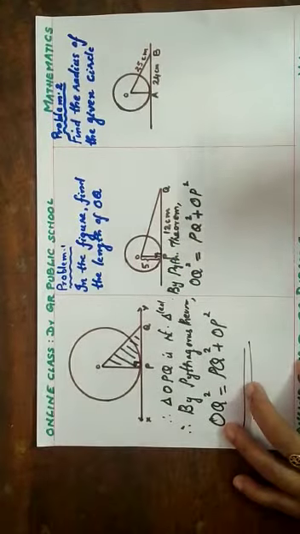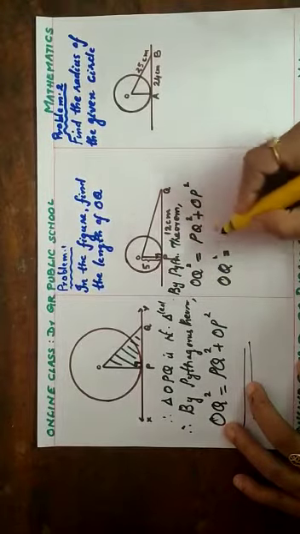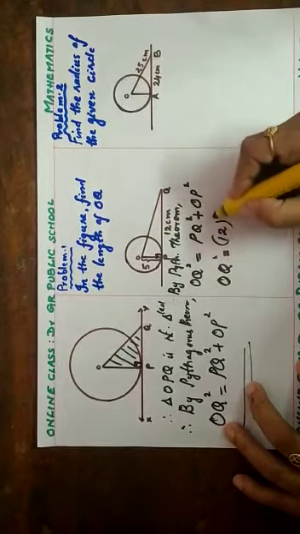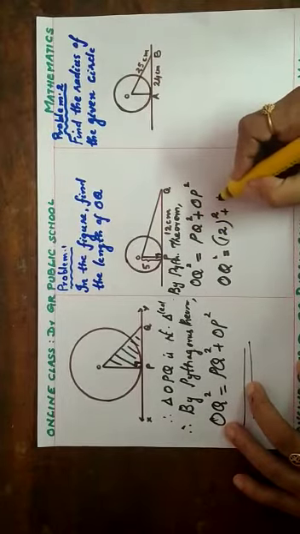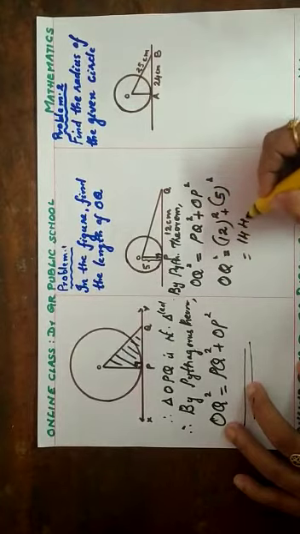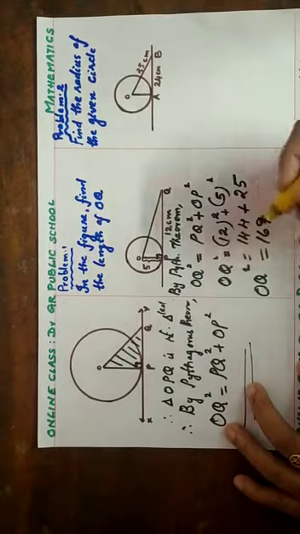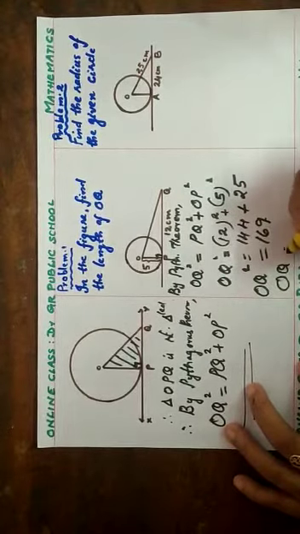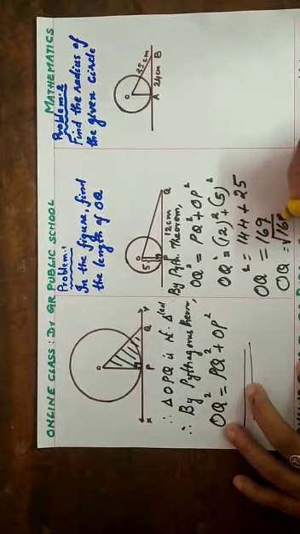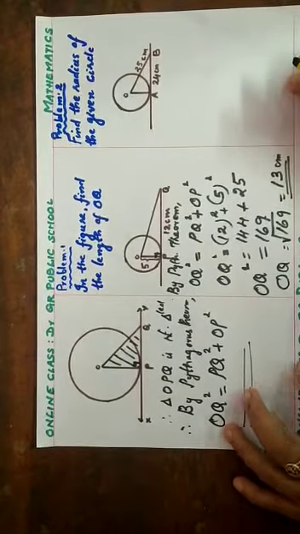Okay, I am going to apply the values. OQ you want to find, so write it as OQ square itself. PQ is given to us as 12, so 12 square plus OP is given as 5 in the question, 5 square. 12 square is 144, 5 square is 25, which is 169. OQ square equals 169, so OQ equals square root of 169. You need to take the positive value, which is 13. So the length of OQ is 13 centimeter.